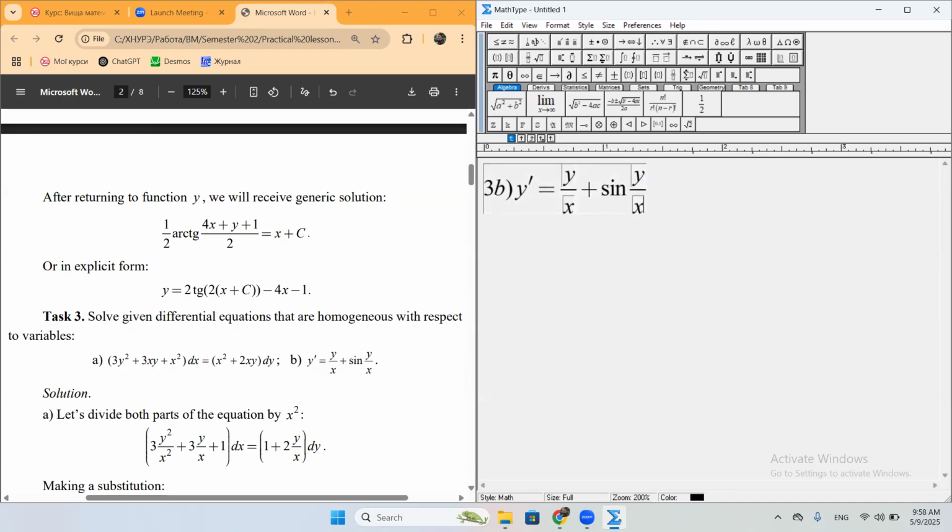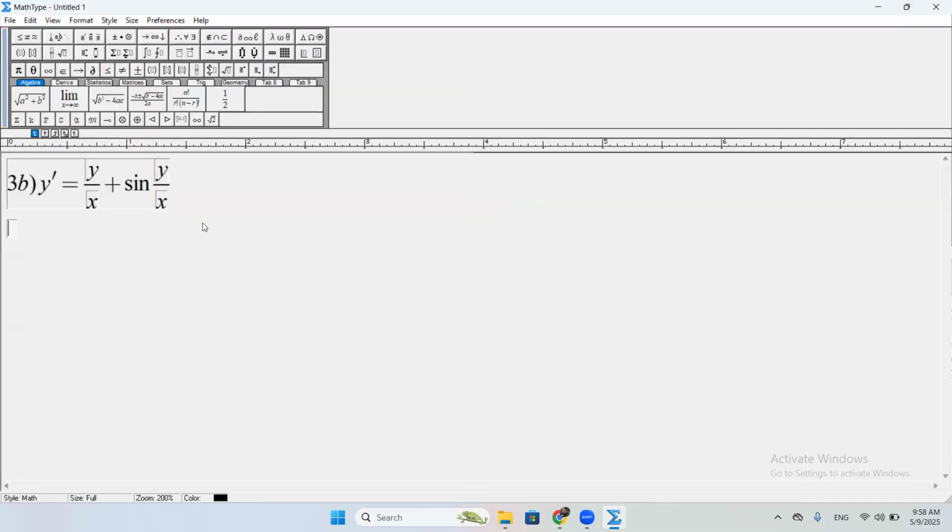Okay, so let's have more practice with homogeneous equations. So we have the following equation. So here we just do the substitution. So u equals y over x. Then y equals ux, and y prime equals u prime x plus u. So substituting everything into our equation, u prime x plus u equals u plus sine of u.